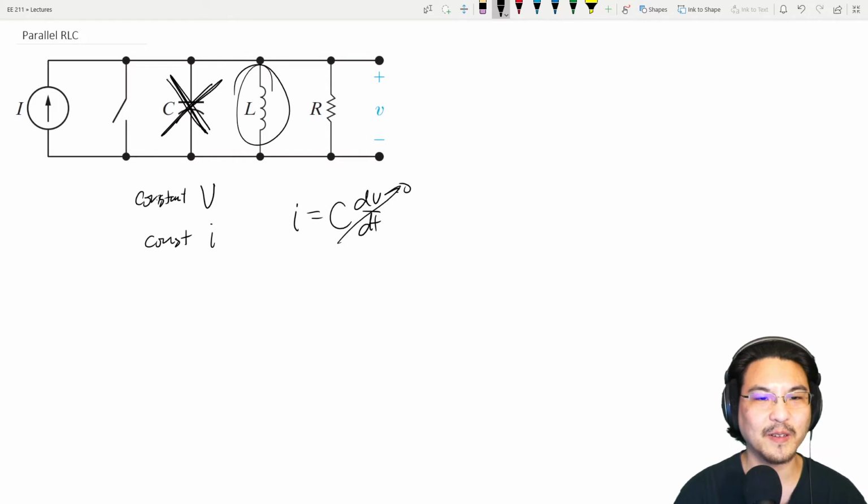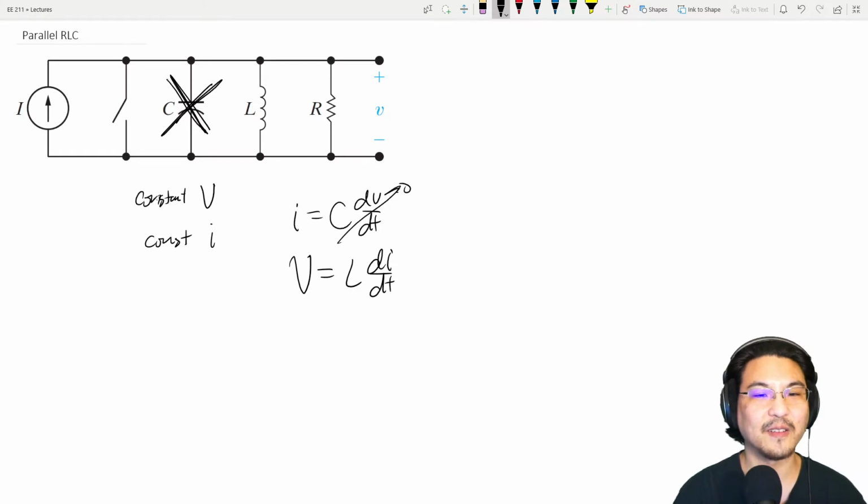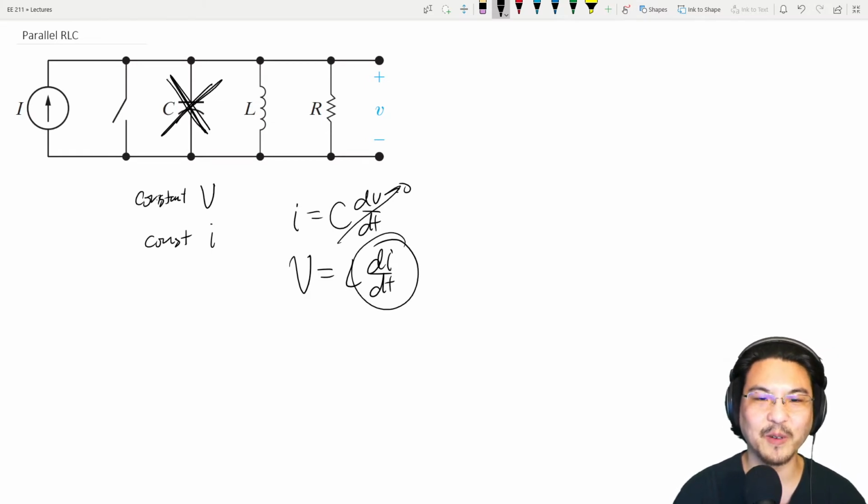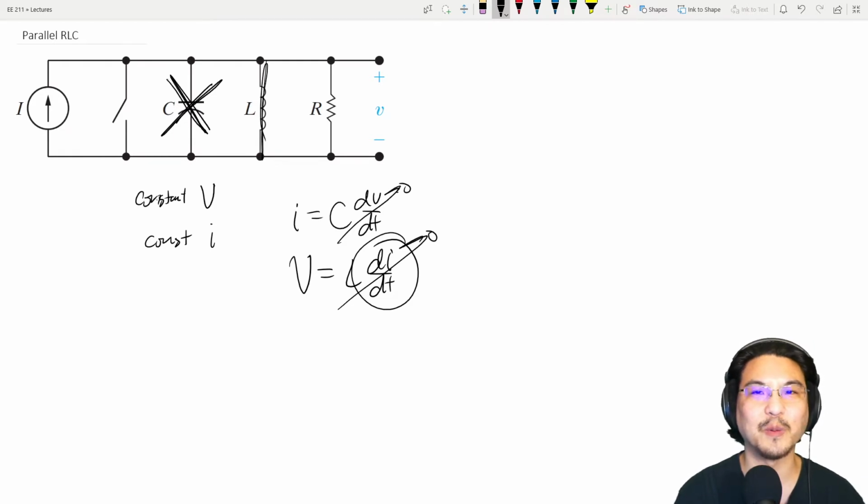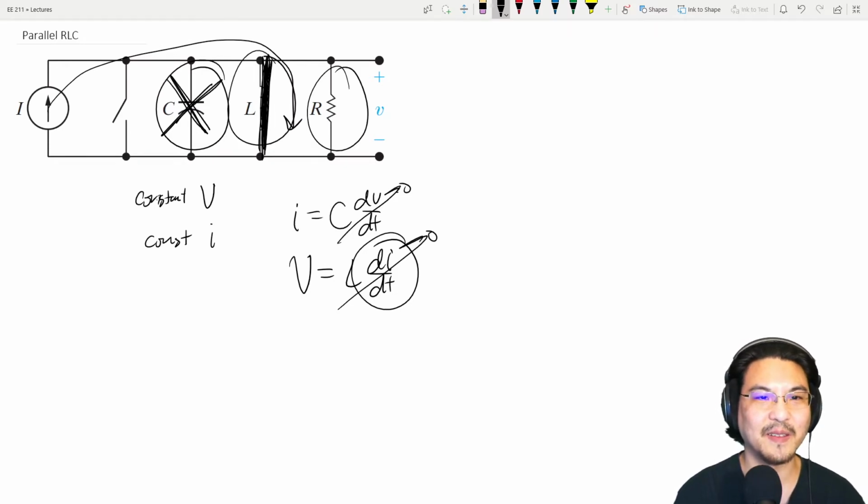For the inductor, the voltage looks like this. So if the current is constant, then the time derivative would be 0. So the voltage across here would be 0, which is like saying it's a short circuit, like a wire, which means it's hogging all of the current. The capacitor doesn't get any, the resistor doesn't get any. The inductor takes all the current.